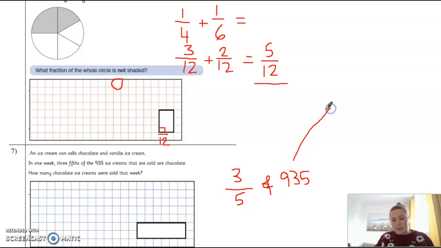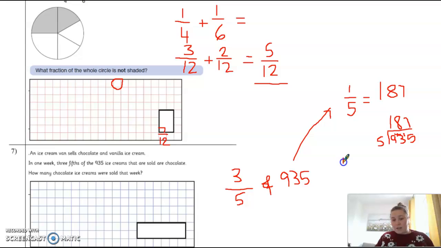Okay, I'll do it up here so I've got a bit more space. First of all, I find out 1/5. 1/5 equals 935 divided by 5. Okay, divide that by 5. That goes once, remainder 4. That goes 8, remainder 3. And that goes 7. So 1/5 is 187. Again, don't be fooled, that's not my answer.